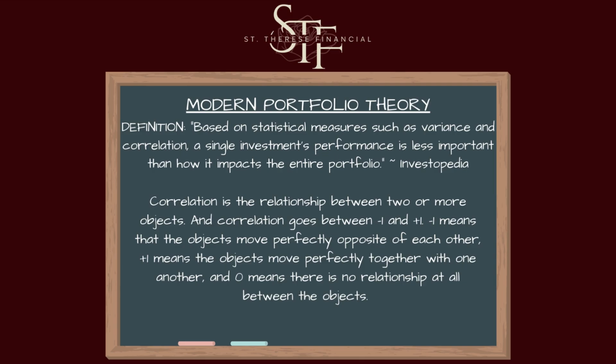A single investment's performance is less important than how it impacts the entire portfolio. Correlation is the relationship between two or more things, and a correlation is between -1 and +1. -1 means that the things move perfectly opposite of each other. +1 means the two or more things move perfectly together with one another. And 0 means that there is no relationship between the things that you're looking at.